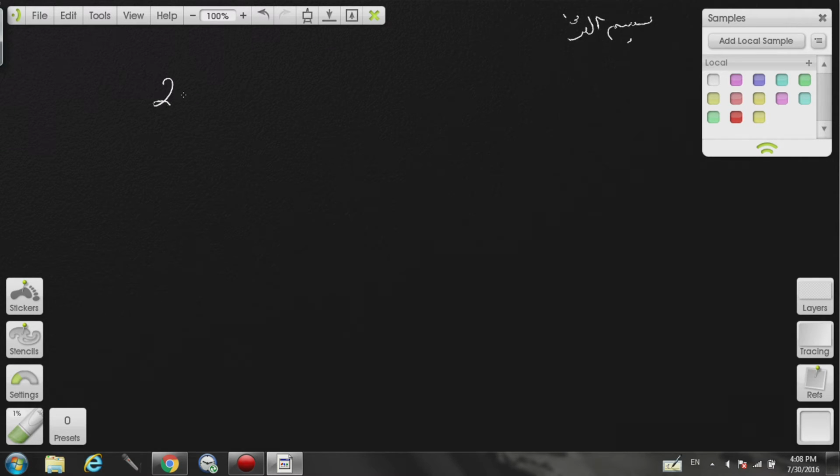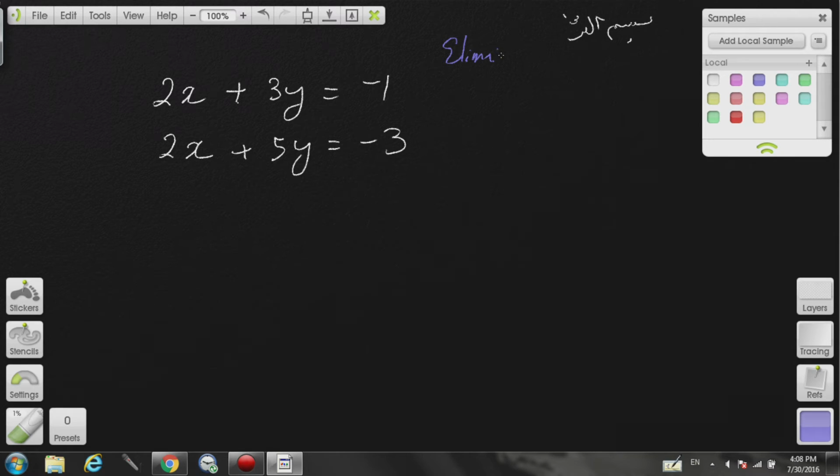For example, if I give you 2x plus 3y equals negative 1, and 2x plus 5y is negative 3. Okay? And then we have to solve this system of linear equations using the elimination method. So what do we do over here?